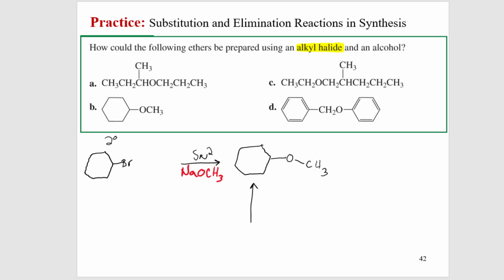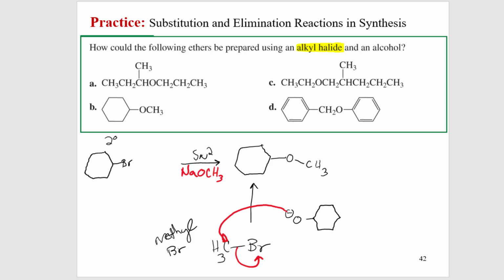What if, though, I had CH3 bromide and I added O minus with the cyclohexyl group on it? This is a methyl bromide, not a secondary, it's not even primary. The O minus would attack the carbon and kick out the bromine. Which one do you like better? Which one do you think, from a rate perspective, from a more efficient perspective, will work better?